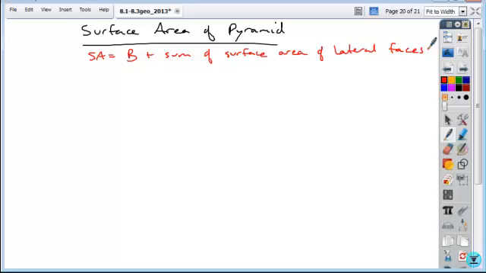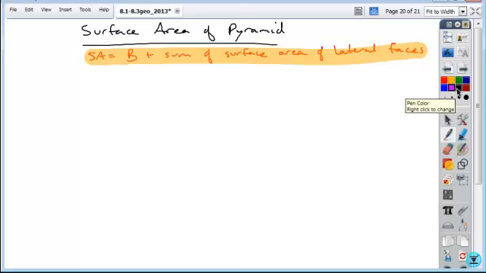Now, what shape are these lateral faces going to be for a pyramid? They'll always be triangles. Okay, so there's not a specific formula to use on this. It'll be determined by what the actual base figure or the solid looks like.